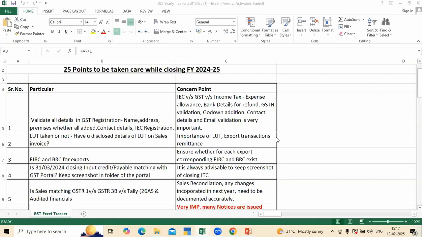I will surely be sharing this Excel, Vikasji. I will be sharing it with Komalji, and Komalji will be sharing this Excel with all the participants. So don't worry on that part.